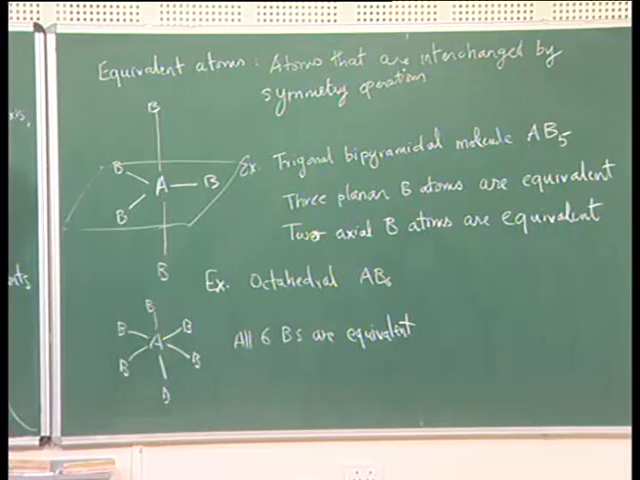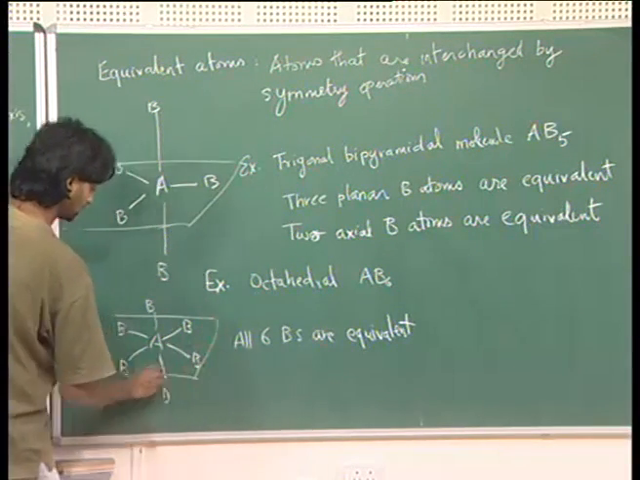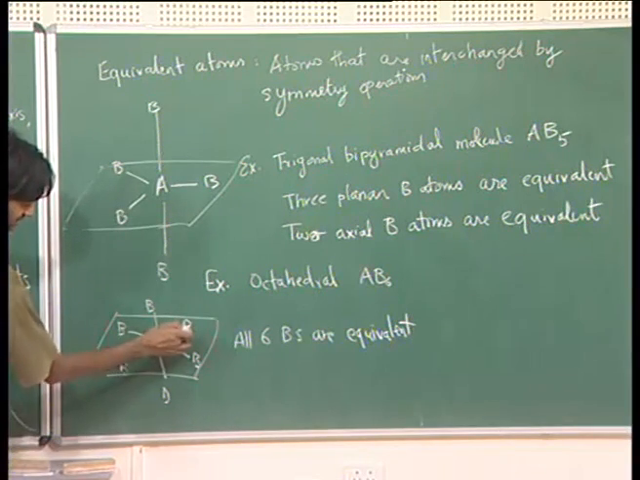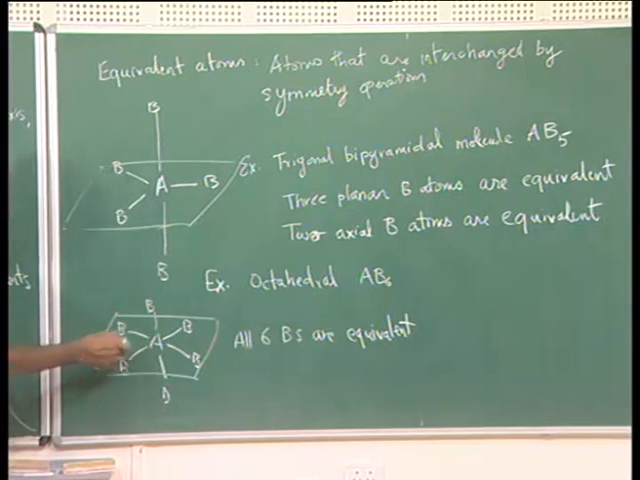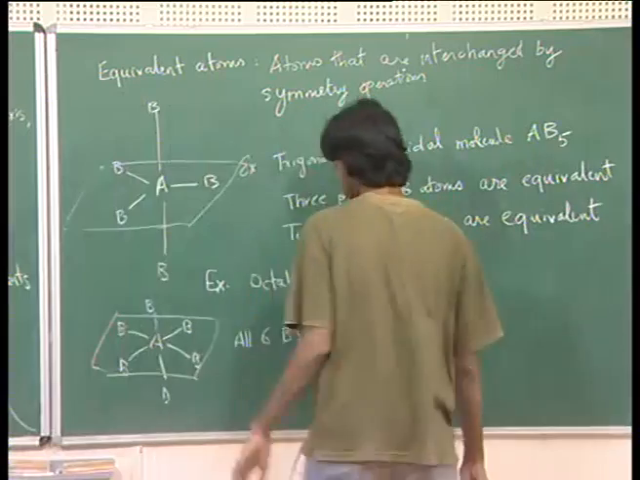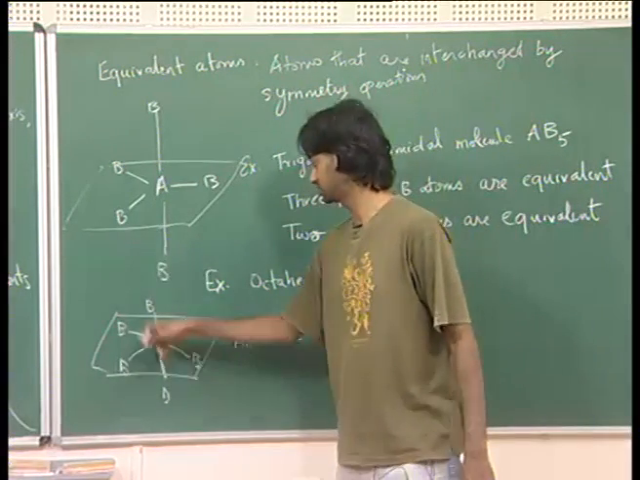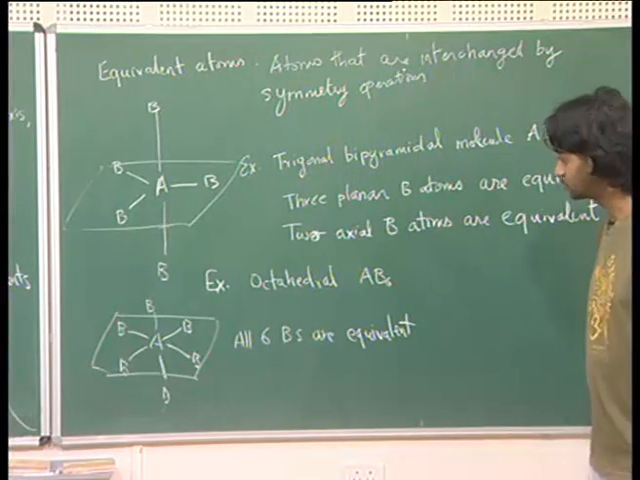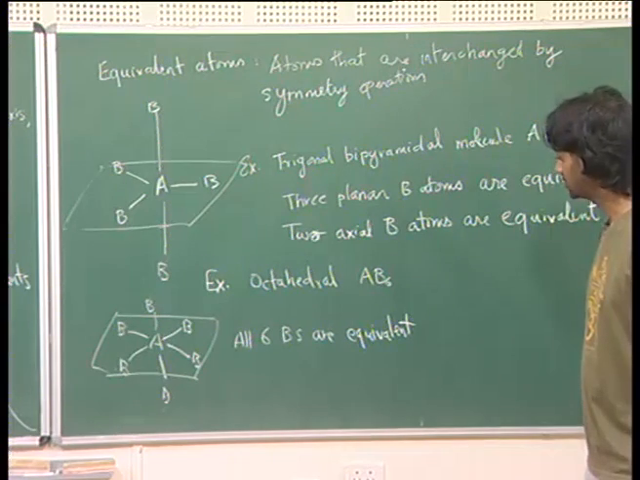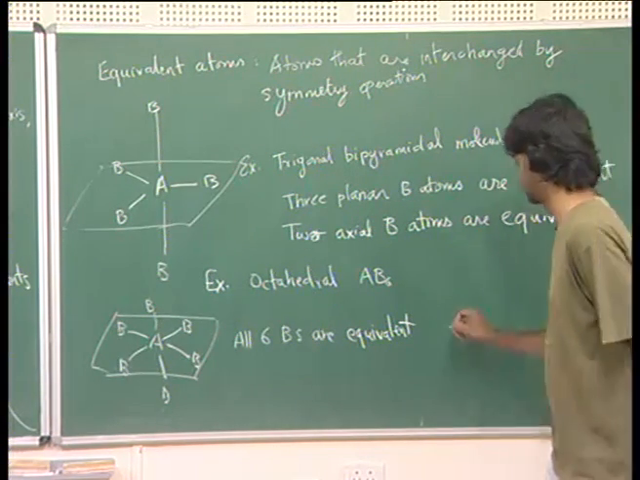And this is fairly obvious, because I can always take a plane containing these 2 B's and these 2 B's, or I can consider a plane containing these 2 and these 2. Clearly, since one is pointing along x, the other along y, and the third along z, there is really no difference between the 3 axes. The molecule is perfectly symmetric. So all the 6 B's are equivalent atoms.